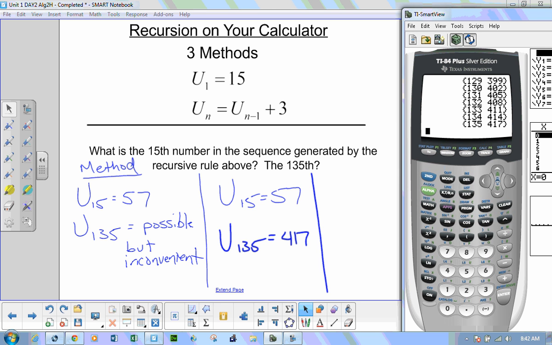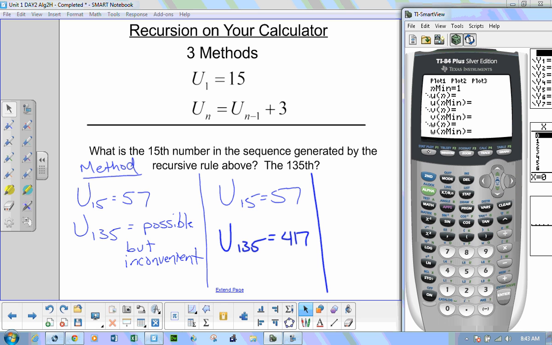So, now, let's look at the third way of doing this. And in this way, you're going to see, wow, that's really the best way for generating a sequence value when given a recursive rule if they want something very deep into the sequence. And we're going to have to change our mode here by hitting mode. And if you see here on the 4th line, we're in function mode, but let's go to sequence mode. Okay? So we go to sequence mode and hit enter.